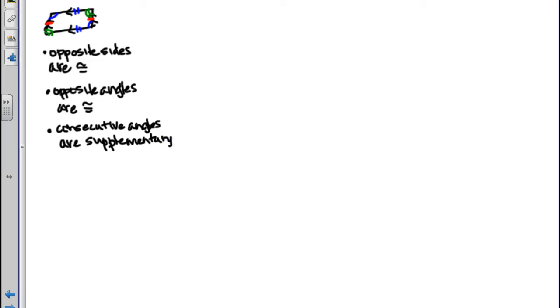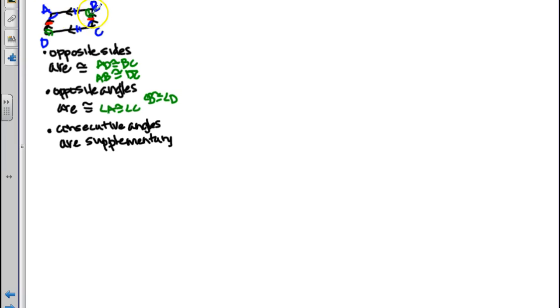If you need to stop this and write, go right ahead. So I'm going to go ahead and name this quadrilateral, which is a parallelogram. If you want to write opposite sides are congruent, that means AD is congruent to BC and AB is congruent to DC. And then opposite angles, angle A is congruent to angle C and angle B is congruent to angle D.